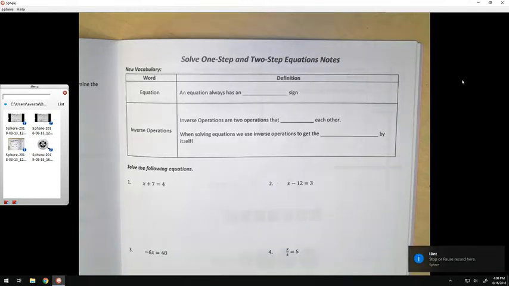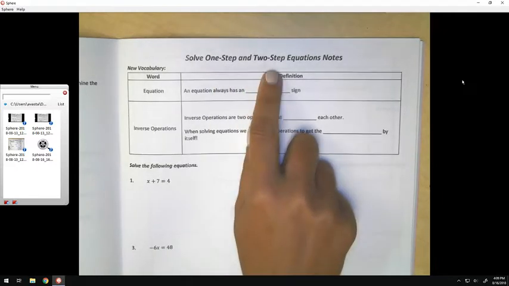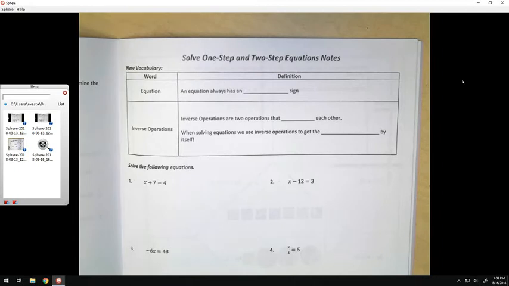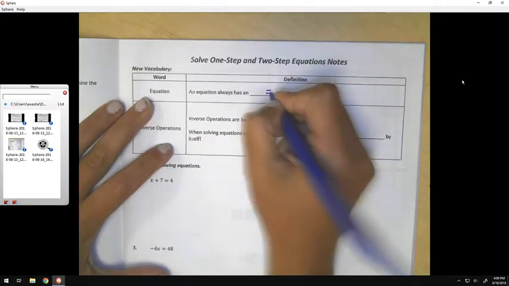Hi everybody. So in today's video we're going to start talking about solving equations. The equations we're going to focus on today are going to require us to have one or two steps to solve them. So let's start by sort of defining what an equation is. An equation always has an equal sign.